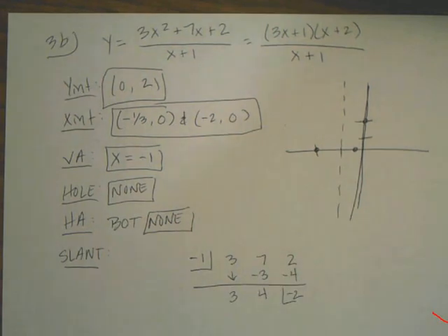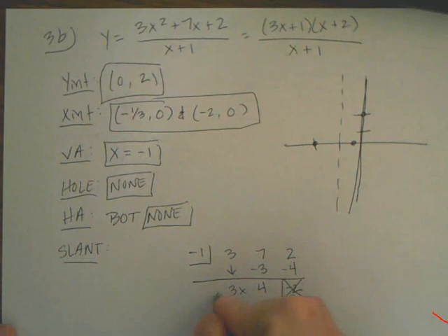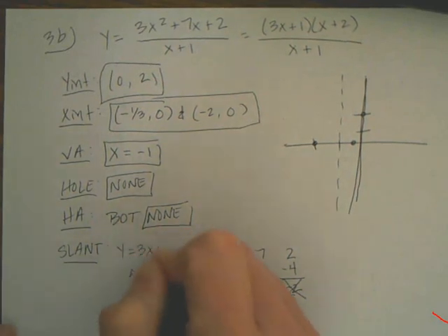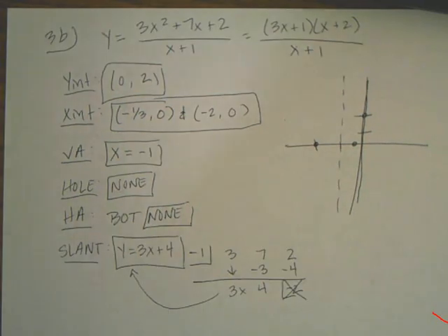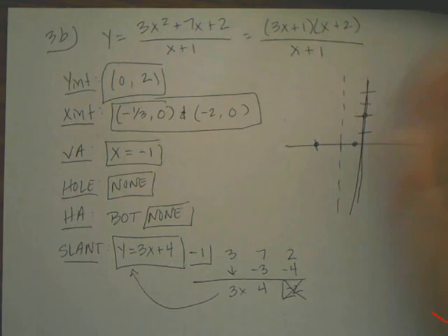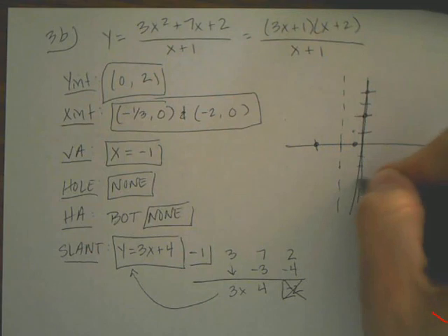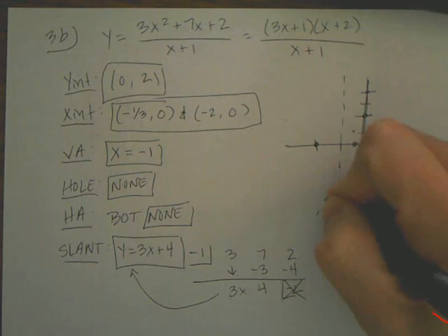Here's how this works. The remainder doesn't matter. These guys are 3x plus 4, so the slant asymptote is y equals 3x plus 4. It's a linear slant. It's a straight line. So 1, 2, 3, 4, down 1, 2, 3 over 1, 1, 2, 3 over 1, 2, 3 over 1. Here's what our slant asymptote looks like.